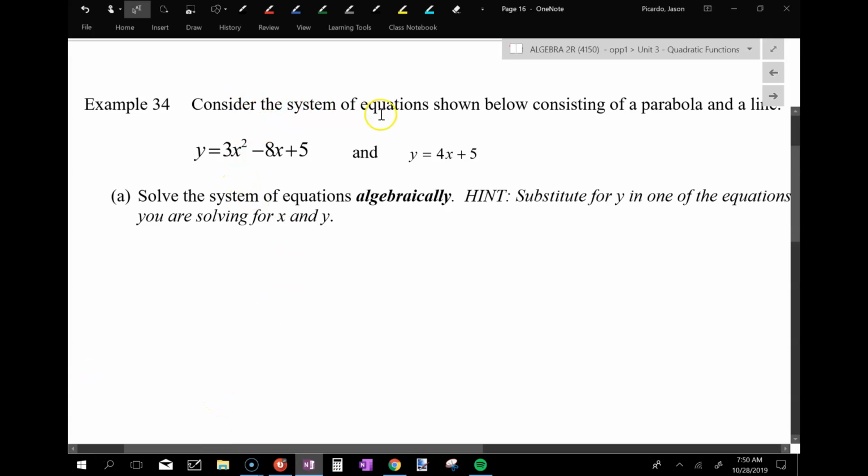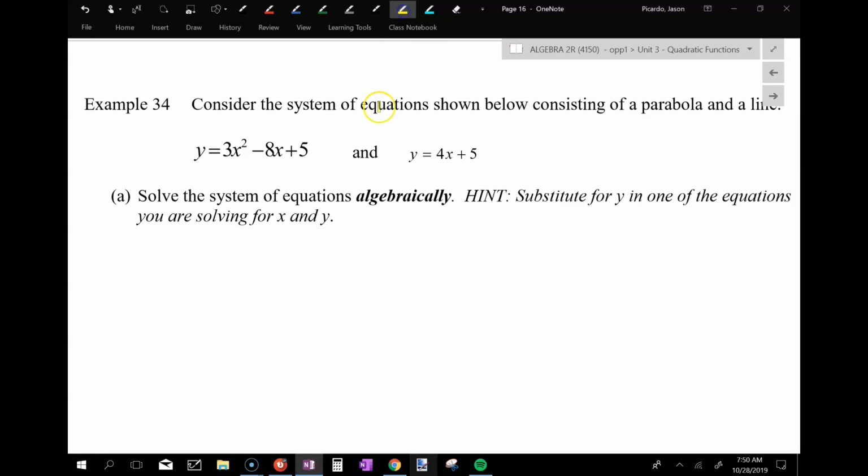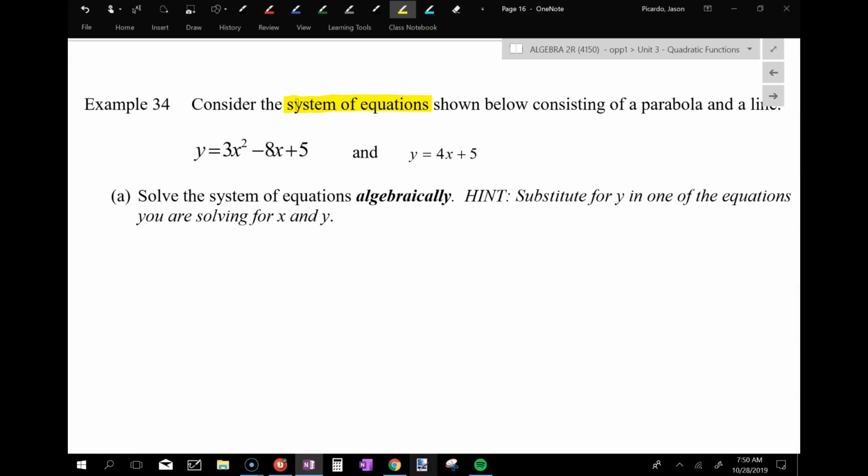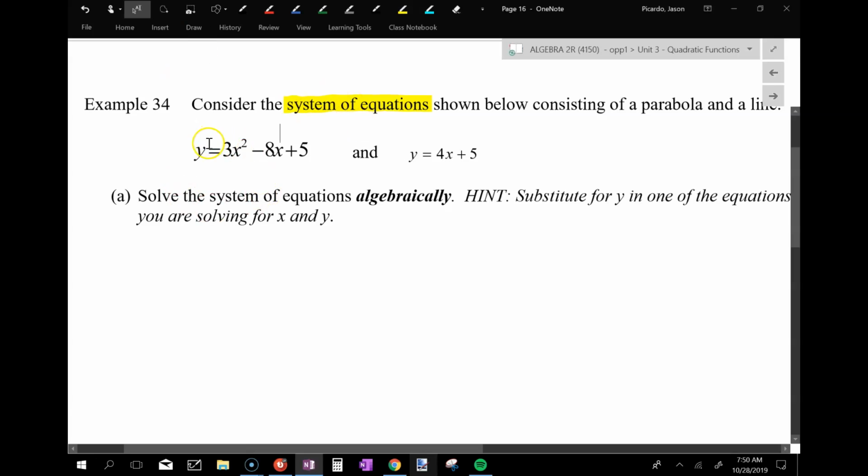Here I said, consider the following system of equations. When you see a system of equations, how do you know that it's a system? You have more than one variable, right? And more than one equation, right? We did ones that had 3 variables and 3 equations earlier, didn't we? Okay. Well, here I have 2 equations and 2 variables.